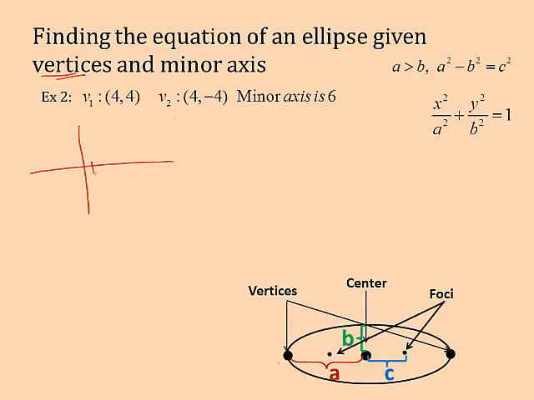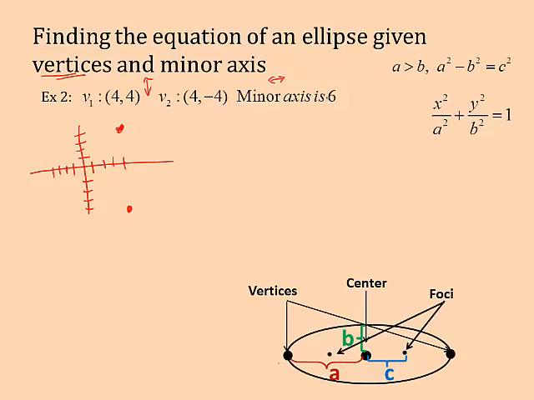So I need to go out 4. All right, so my first vertex is up here. Second vertex is at 4 and negative 4. Okay, so this is the outer edges of my ellipse. Remember this? The minor axis, meaning if my vertices are going vertical, the minor axis then goes horizontal. How did I know it goes vertical? Because I graphed it. Look at them. They line up vertically.